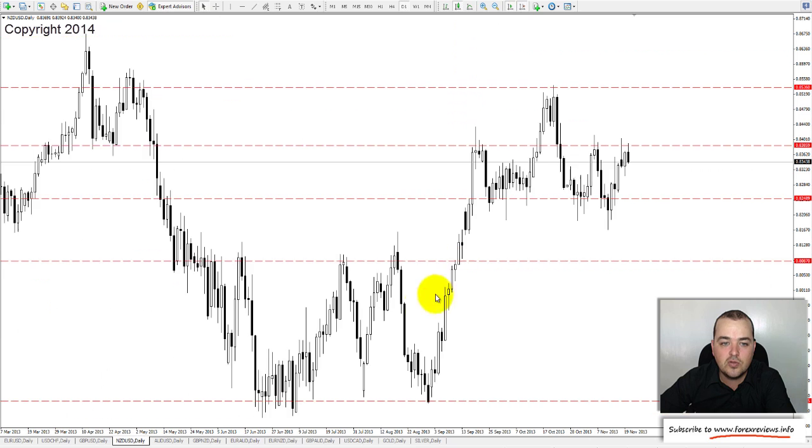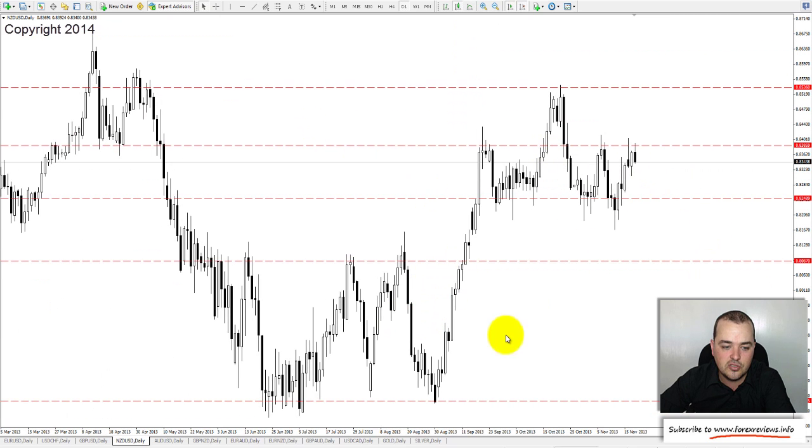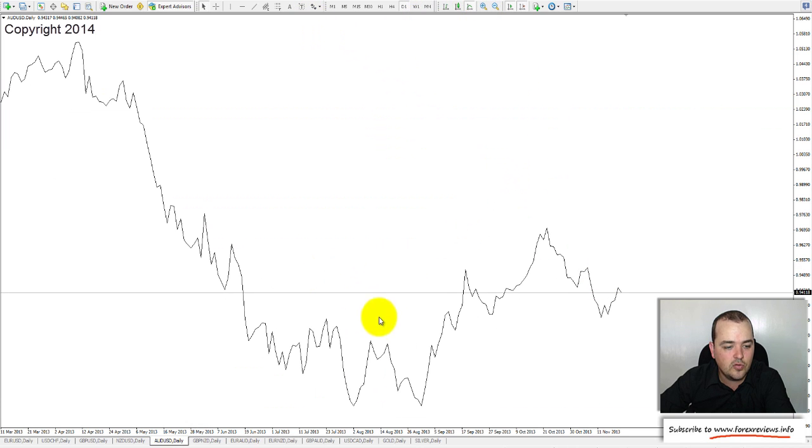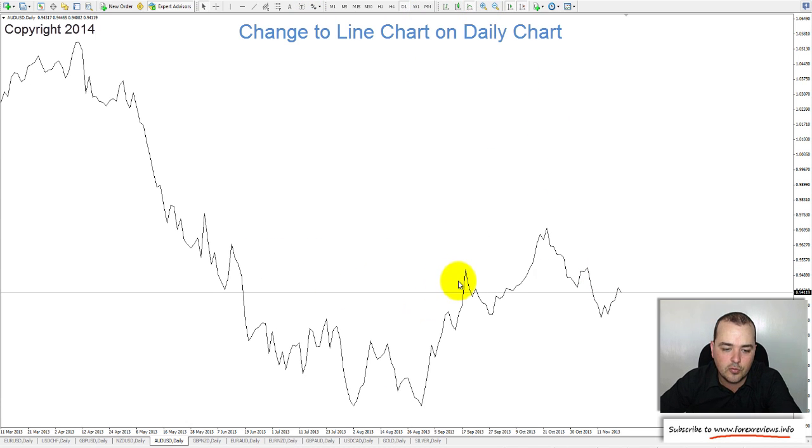Alright, so let's move along. We drew the lines on the New Zealand US. Let's draw them on the AUD US daily as well. This is our 5th pair that we've gone through. What I'll do is go through all the pairs that I've got down here so you can get a complete idea. It doesn't take long.